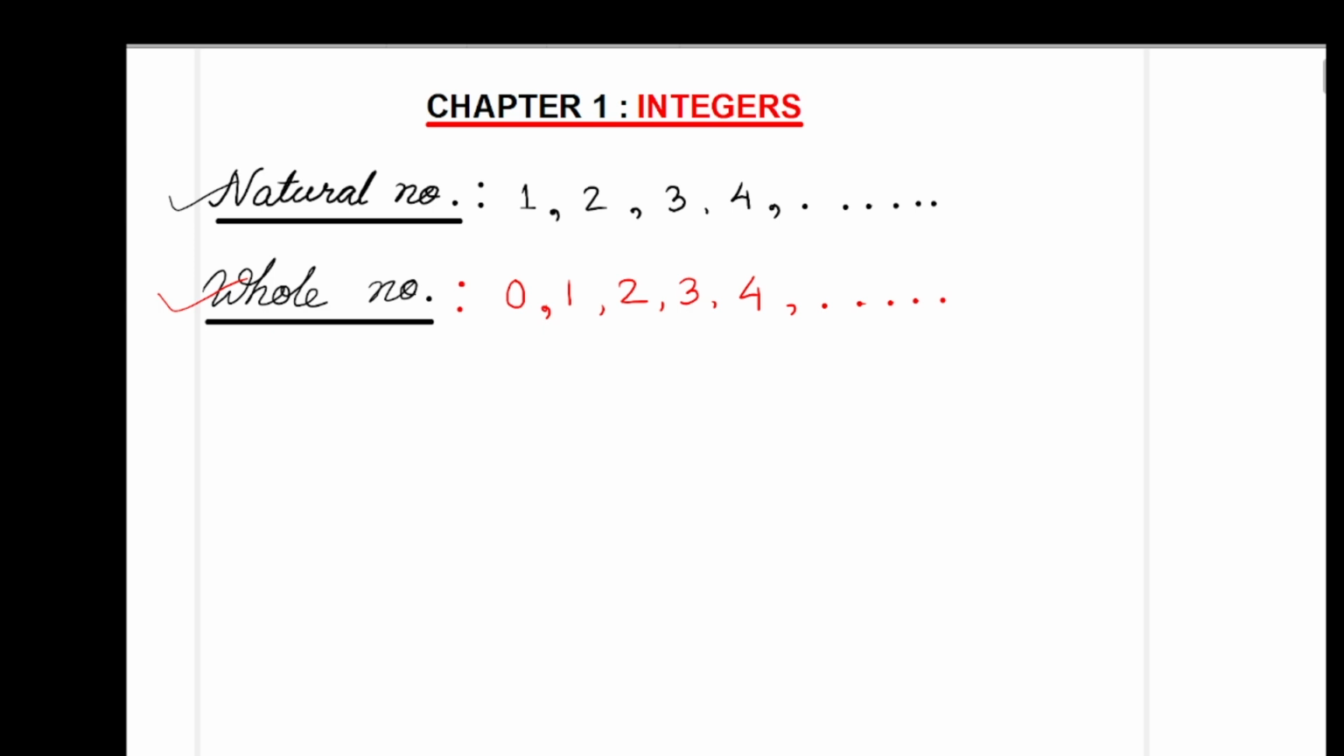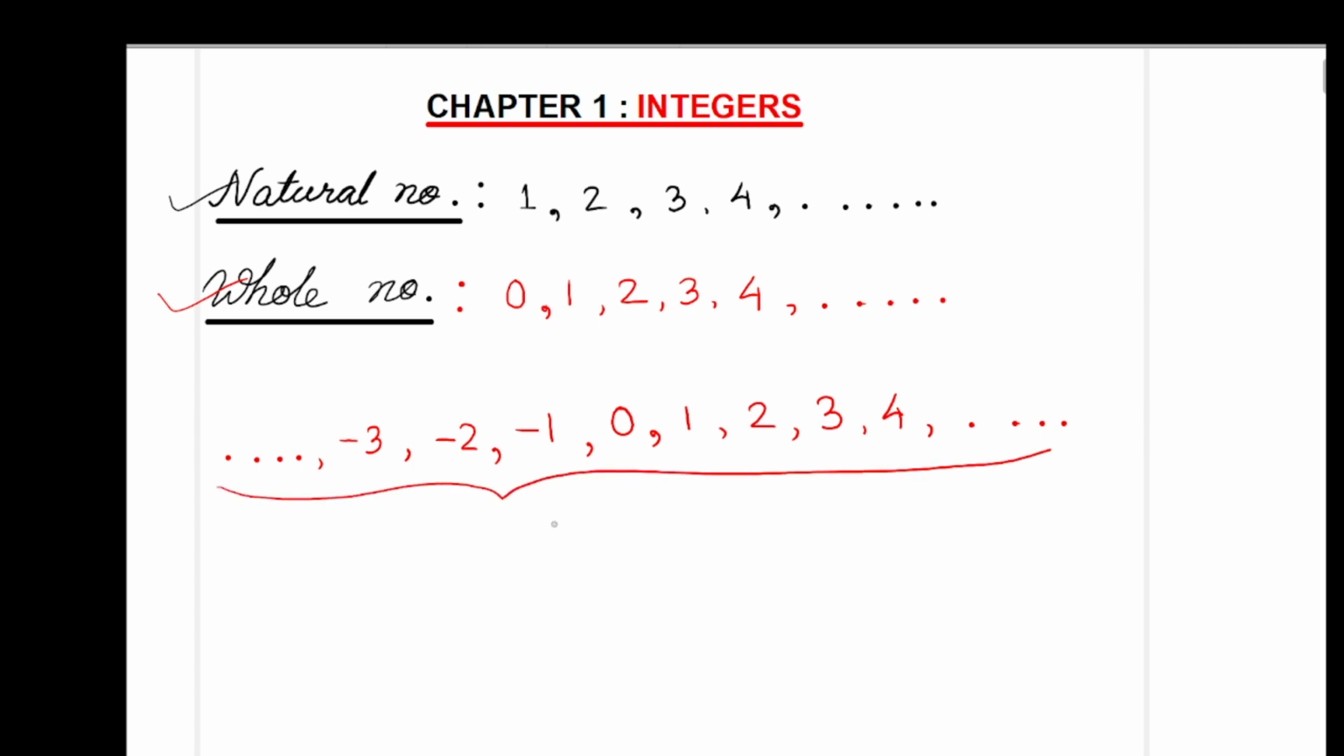Now there are many negative numbers also. So along with the positive numbers and 0, the negative numbers like -1, -2, -3, and so on, continue. This family is called integers. You already got this in class 6. Integers. Now, how to represent them on a number line?